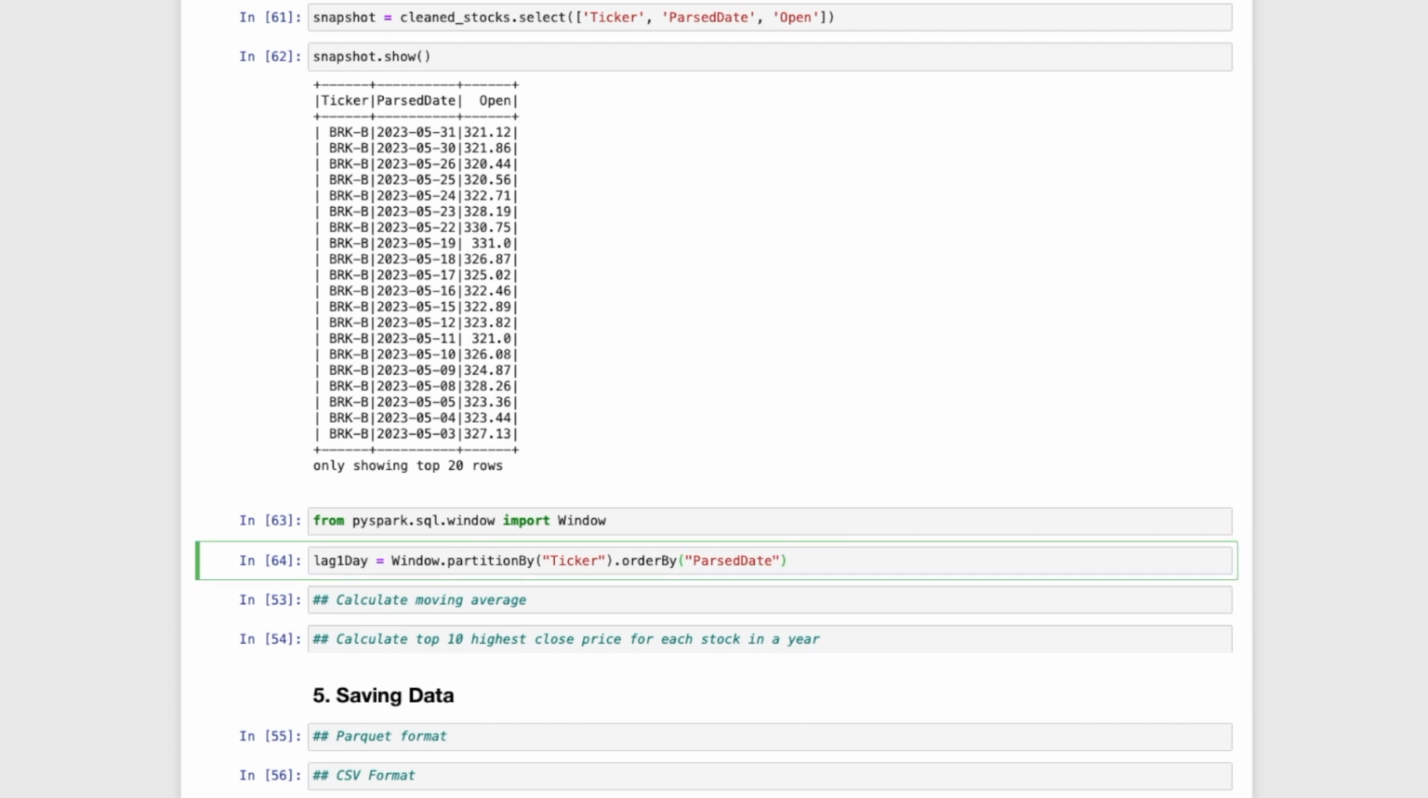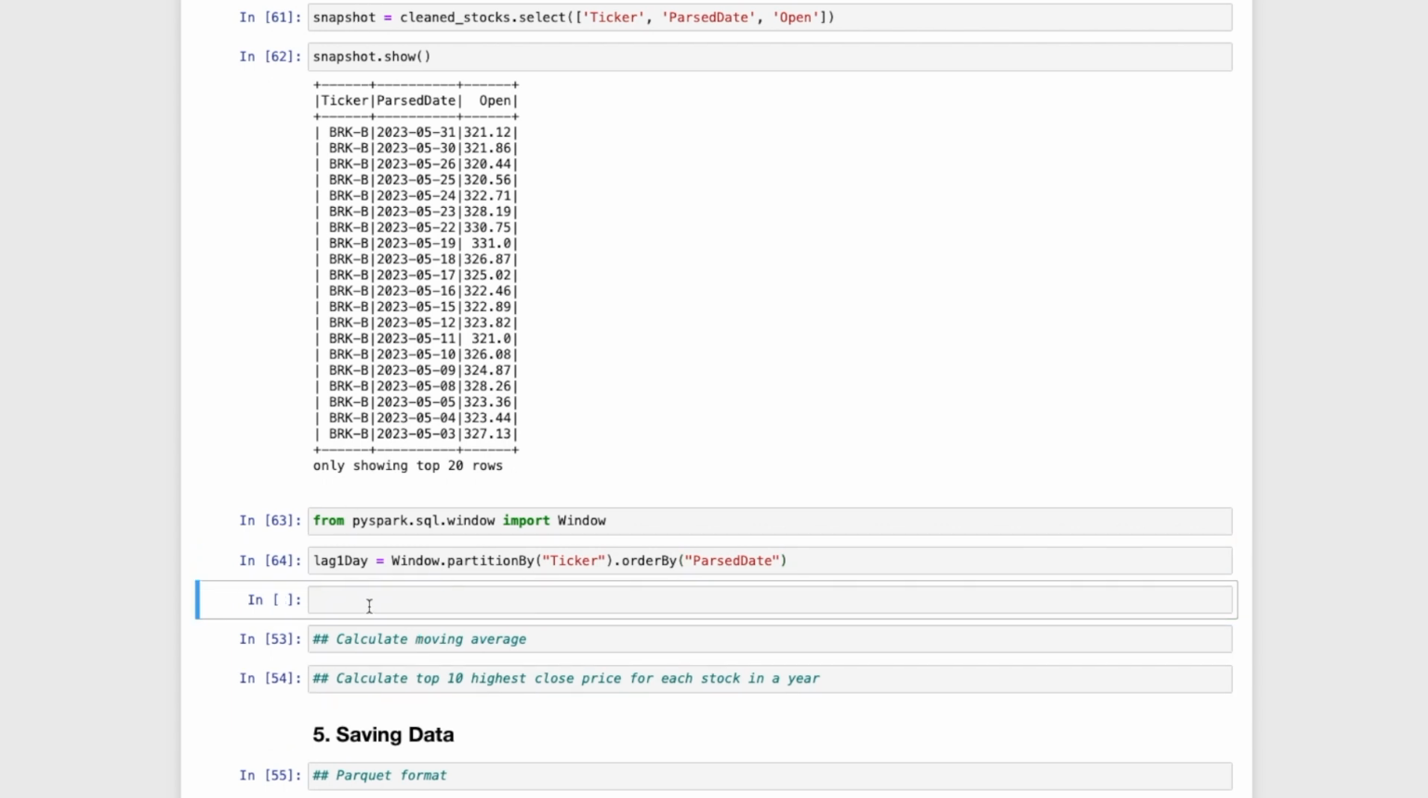And then once you write a window condition, we want to be able to utilize this, and the way that we utilize this is using withColumn, right? Just like how we used it with the UDF, we are going to do the same thing over here. So we are going to say snapshot.withColumn, and then the column name is going to be previous open, right? So this is like 1 day behind, previous open.